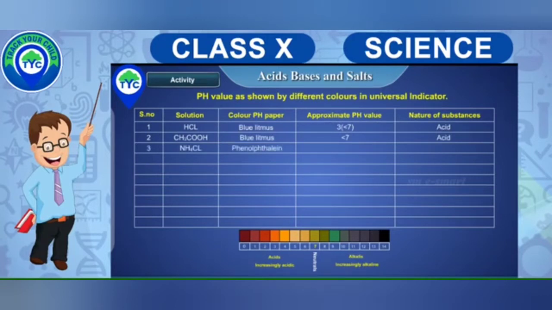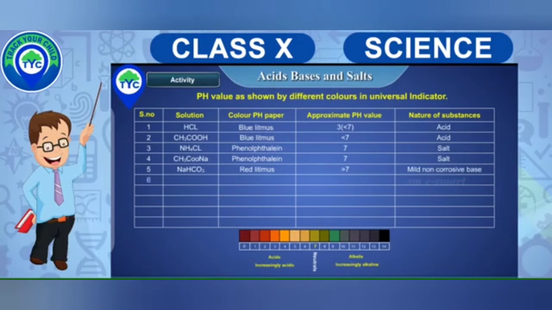phenolphthalein, 7, salt. Fourth one, CH3COONa, phenolphthalein, 7, salt. Fifth one, NaHCO3, red litmus, greater than 7, mild non-corrosive base.